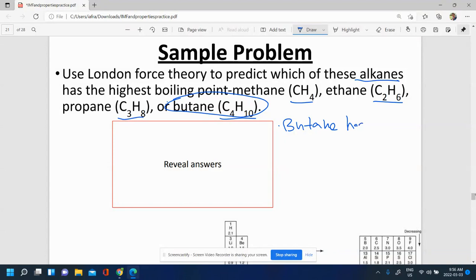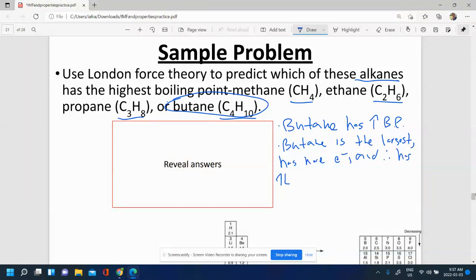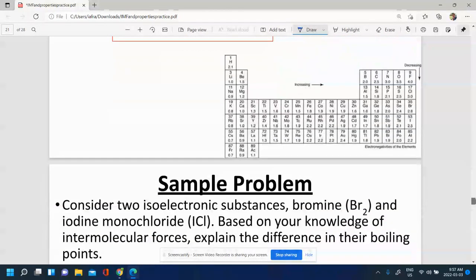So your prediction would be butane has the higher LDF or has higher boiling point. And your reasoning could be that butane is the largest, has more electrons, and therefore has greater LDF, which requires more energy to separate the molecules from each other and boil them.